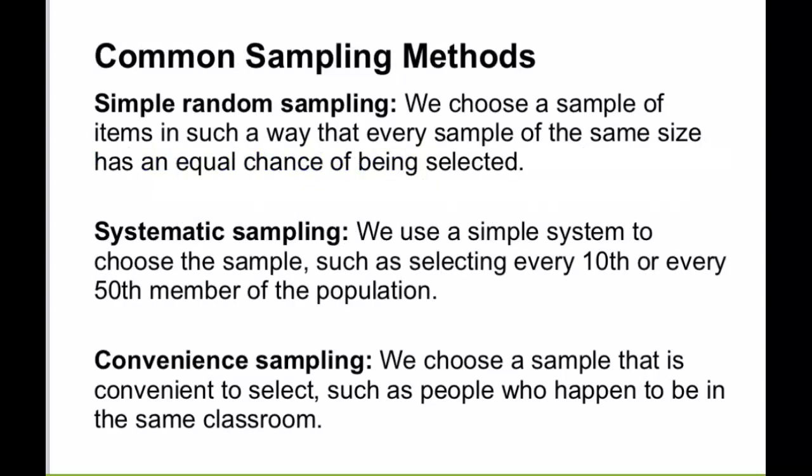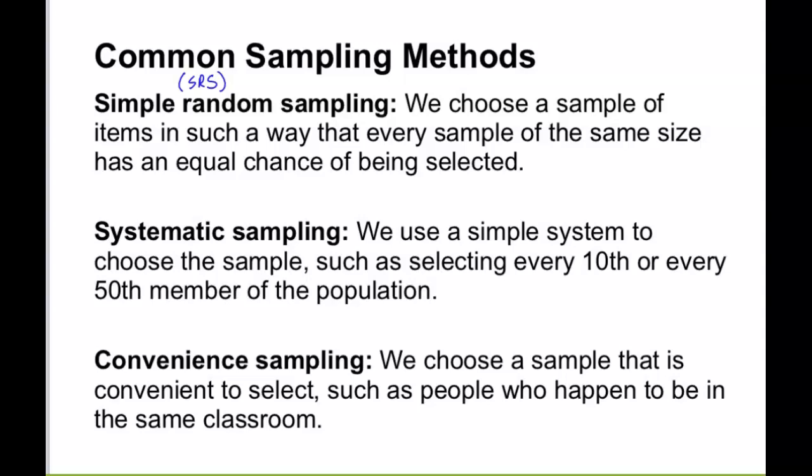All right, let's talk about some different sampling methods. The most basic one is called a simple random sample, and you can abbreviate that as SRS. That's just when you choose a sample in such a way that every sample of the same size has an equal chance of being selected. So this is your most basic way of sampling. It can be very representative, which is good. That's what you want, but it can also be very difficult and expensive.